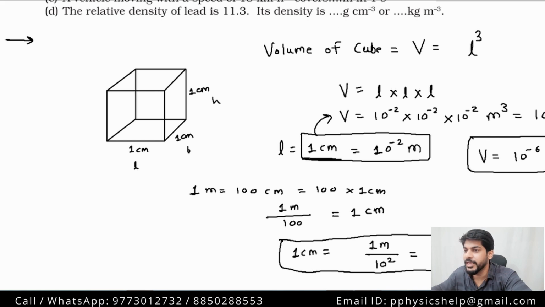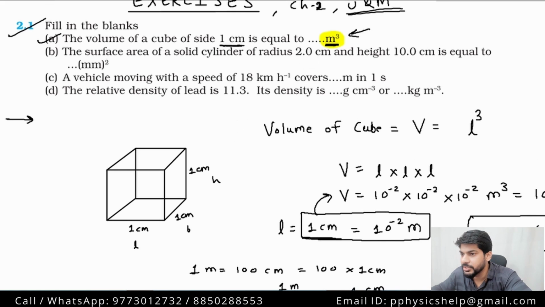So the first one has been solved. The answer is over here, 10 raised to minus 6. That's it. Let's highlight this answer. The first one has been found out. Let's go to the second one, B. Let's see what it is saying.